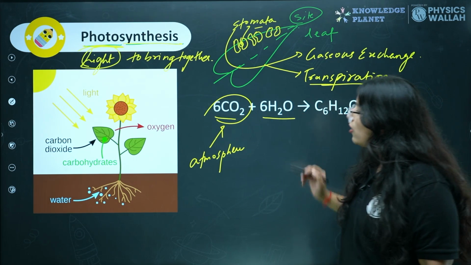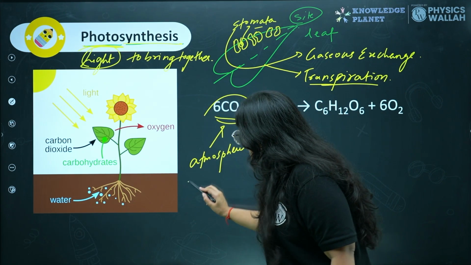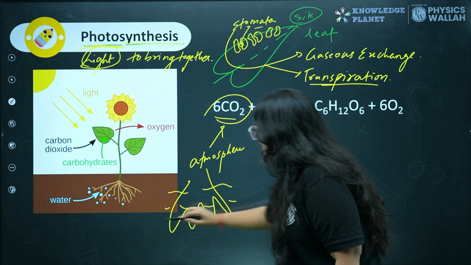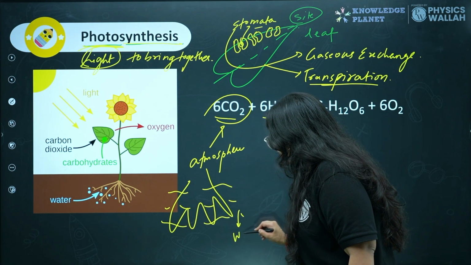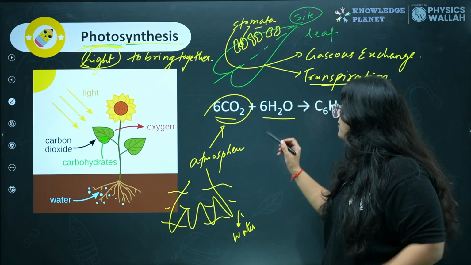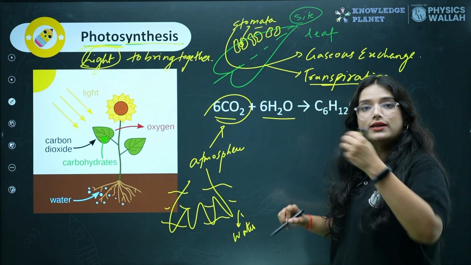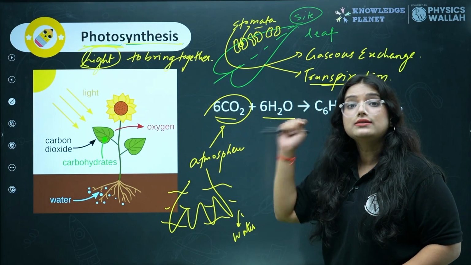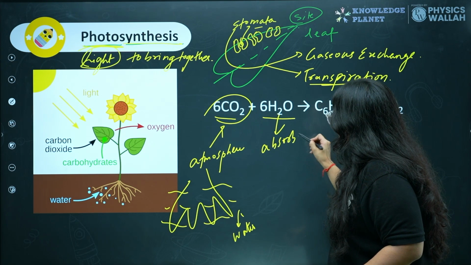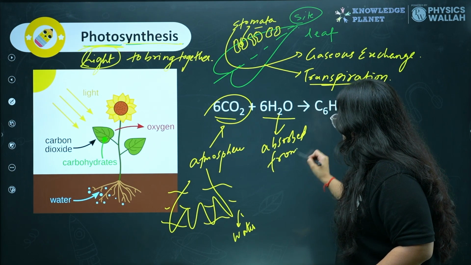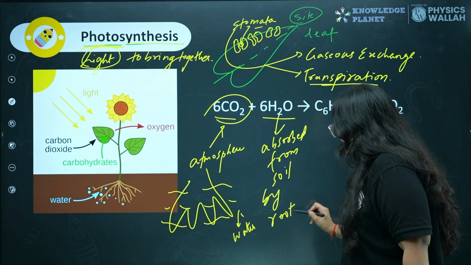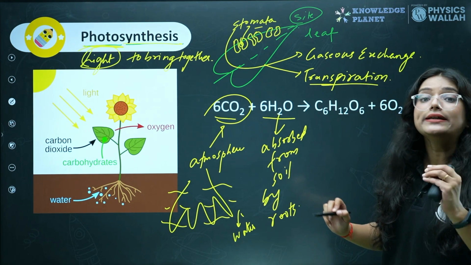Okay, now you might see that the plants are rooted in the soil, and soil consists of water. So the plants take up the water from the soil. This water is taken up by the roots from the soil. All right, so here we get this water absorbed from soil by the roots. Okay, now what is essentially required?